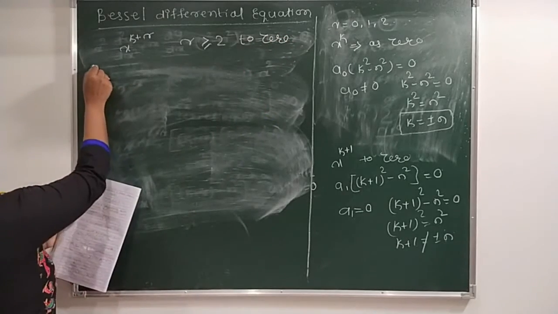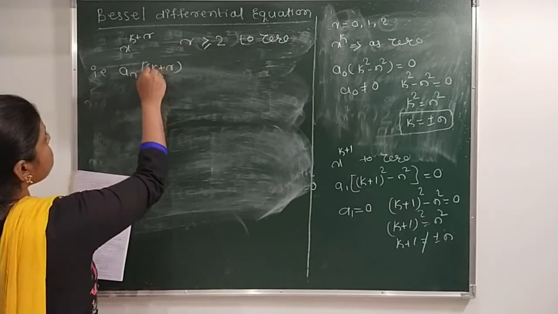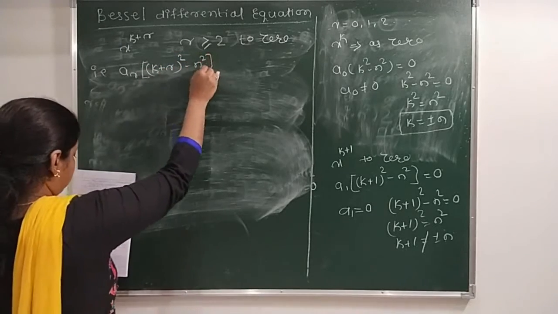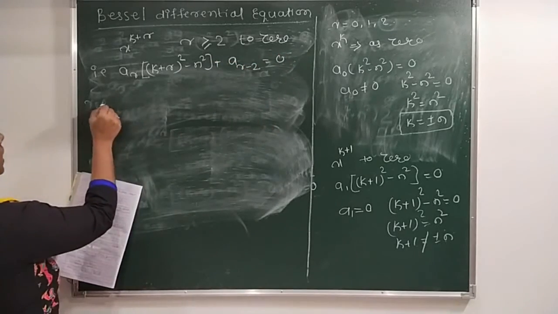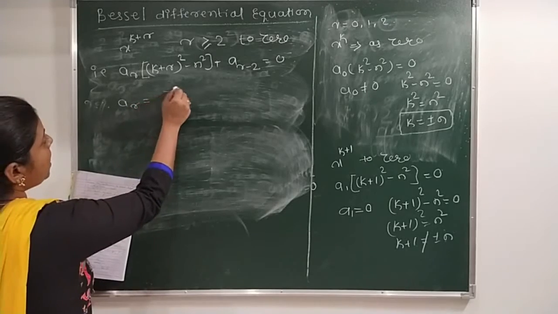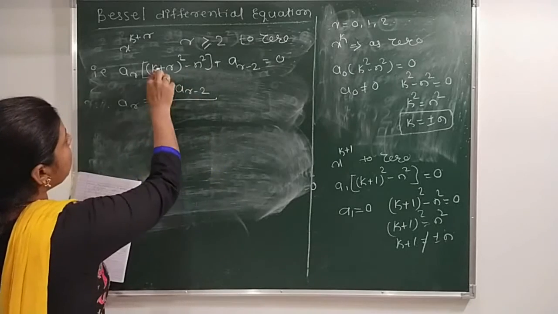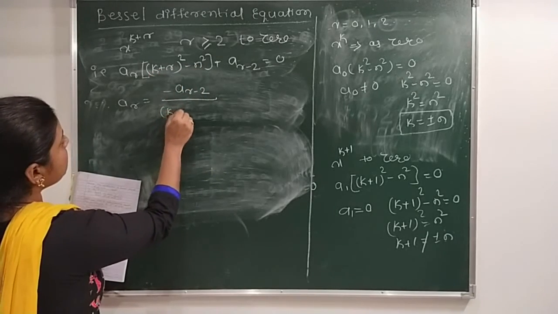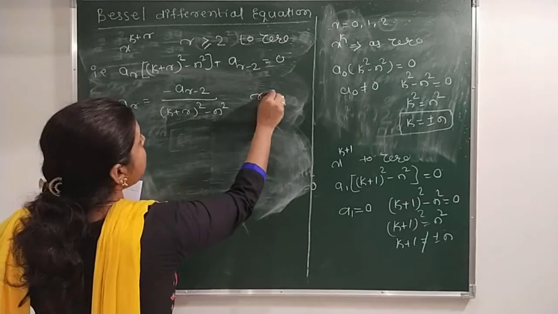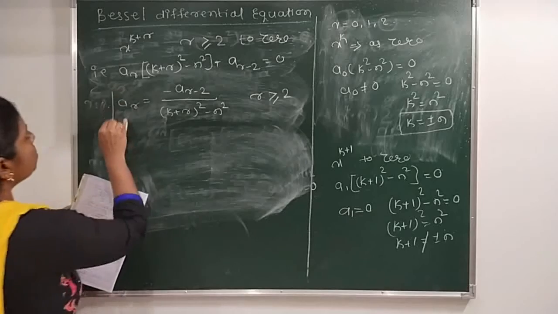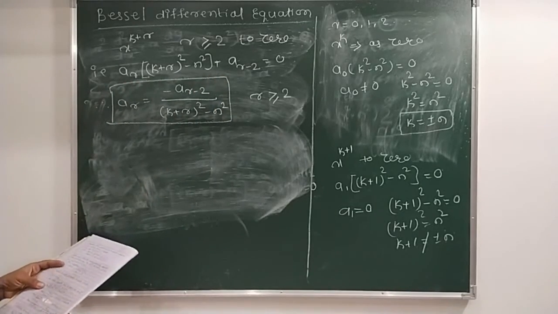Now that term we have to write directly: ar times k plus r whole square minus n square plus a r minus 2 is equal to 0. Therefore ar is equal to minus a r minus 2. This term I am taking to the right side, and this term we have to take in the denominator, k plus r whole square minus n square, where r is greater than or equal to 2. Now we got the ar value.